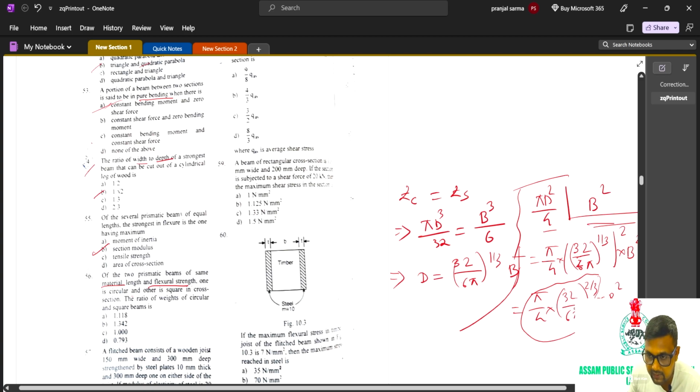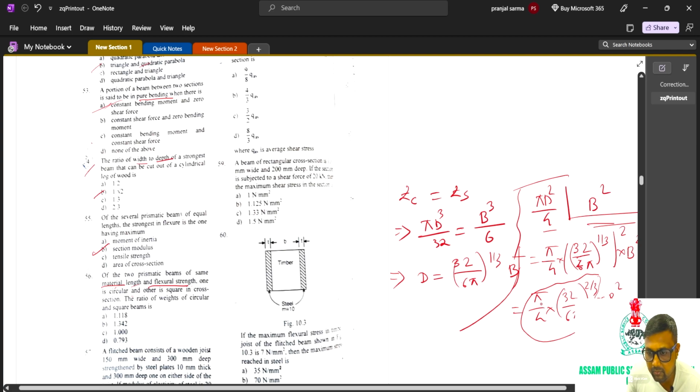If this value is more than 1, what does it mean? The weight of the circle will be more than square. Now if this value is less than 1, then the weight of the circular section is less than the weight of the square section, because length is same and material is same. Density same, length same, that means the volume, you multiply the area by length, then the more is the area, more is the weight, right? Because the material is same.